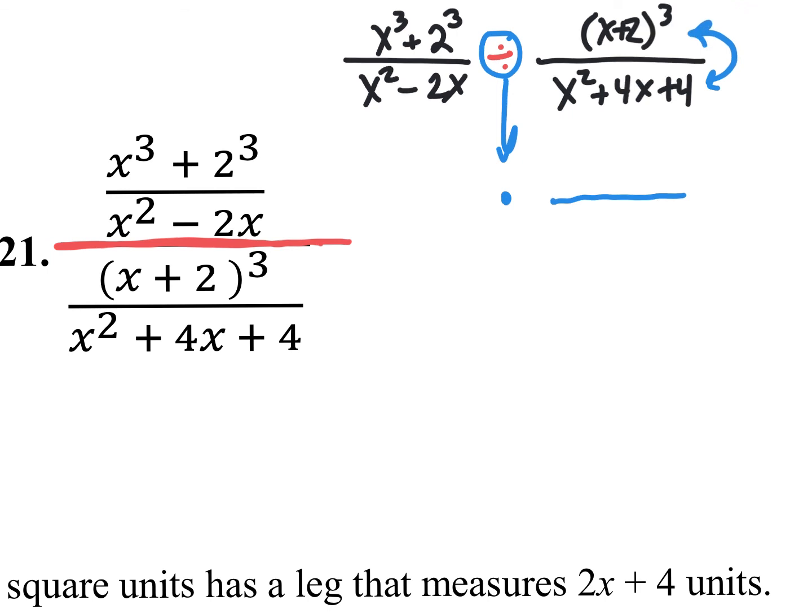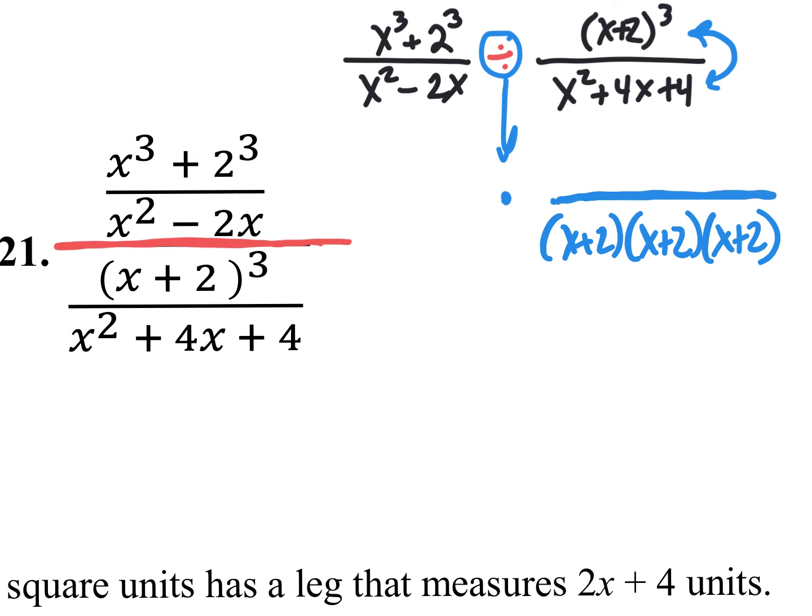Now, let me take this top one, x plus 2 to the third power, and let me write it on the bottom, but I am going to expand it. X plus 2 times x plus 2 times x plus 2. I mean, that's what x plus 2 to the third power actually means anyway. Just write it 3 times and multiply it with itself 3 times.